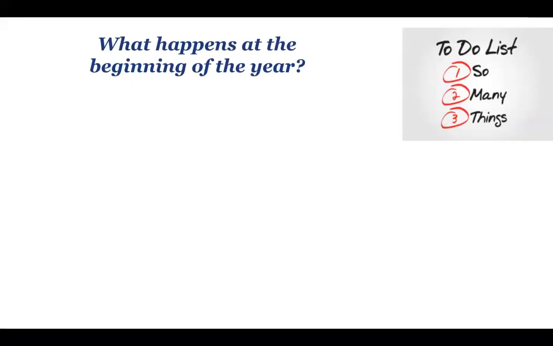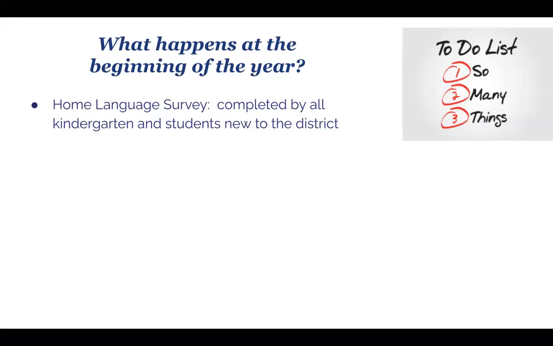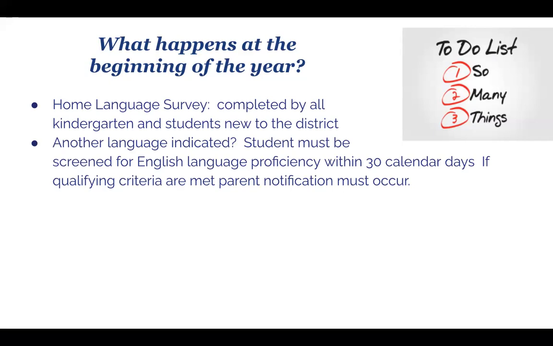So what happens at the beginning of the year with the English Learner Program? It all starts with the Home Language Survey, which is a form completed by all kindergarten and new students to the district. It has 3 questions about language background and current language use. If any one of those questions has a language other than English as an answer, then we are required to screen that student with an approved screener within the first 30 calendar days at the beginning of the year.